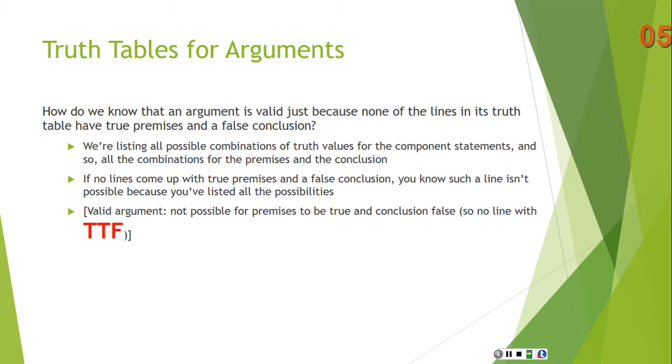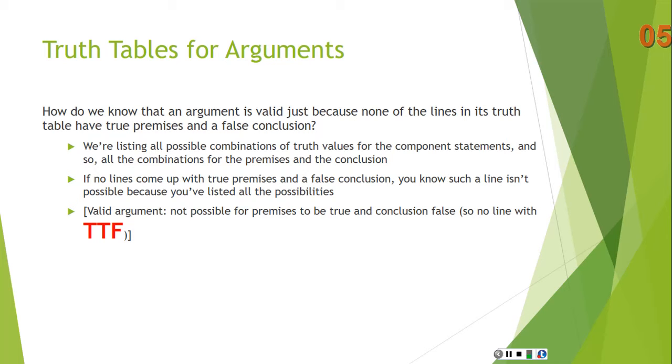If no lines come up with true premises and a false conclusion, you know that such a line isn't possible because you've listed all the possibilities. If it's not possible, then you've shown that for this argument, it's impossible for the premises to be true and for the conclusion to be false. Namely, you've shown that it's valid.